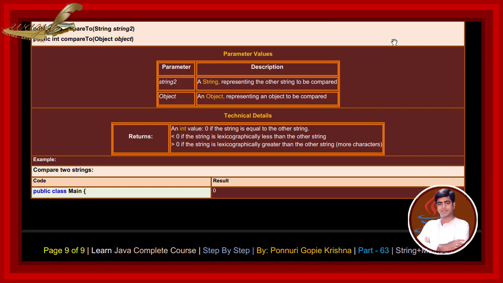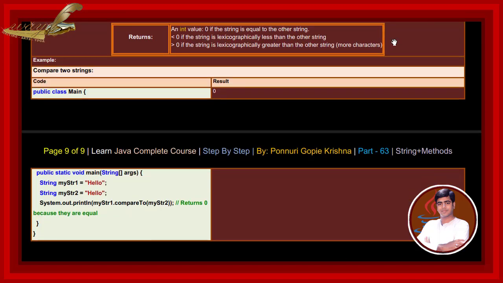Technical details: an int value, 0 if the string is equal to the other string. Less than 0 if the string is lexicographically less than the other string. Greater than 0 if the string is lexicographically greater than the other string. See the example: compare two strings. If we write and execute this code, the output result returned is 0 because they are equal.